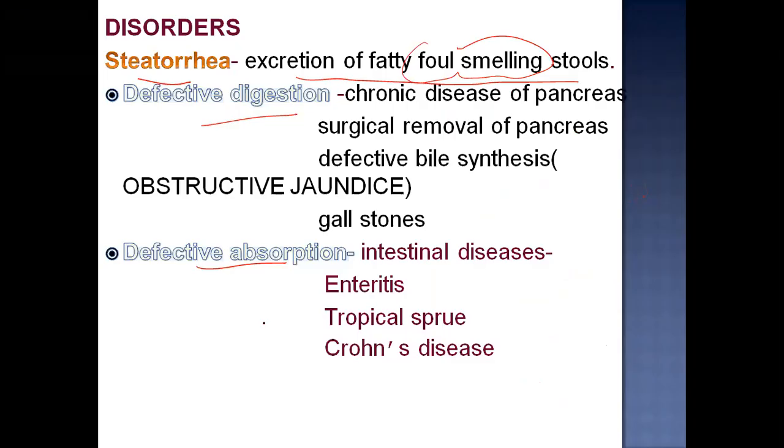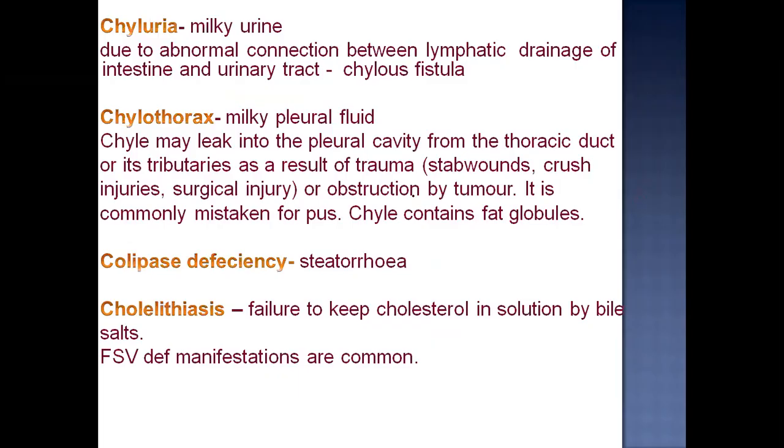Okay, so these are the few causes of steatorrhea that you can remember. Try to remember logically, depending on the organs which are involved in the process of digestion and absorption. Now, a few other things related to digestion and absorption defects. One is chyluria, also known as milky urine. Sometimes there will be an abnormal connection between the lymphatic drainage of the intestine and the urinary tract. Because of that, the undigested lipids can come into the urine.